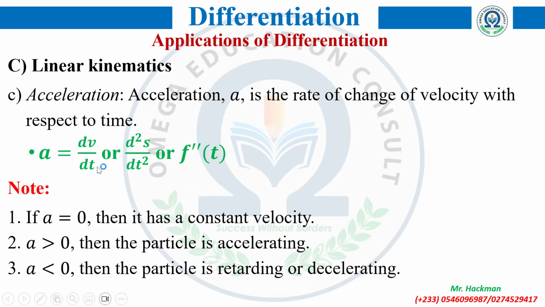And you need to note this as well. Your a, your acceleration, will give you a particular value, which could be 0, negative or positive. If it is 0, then it has a constant velocity. If it is greater than 0, then it means the particle is accelerating. If it is less than 0, then the particle is what? Decelerating or retarding. Please take note of these basic concepts.